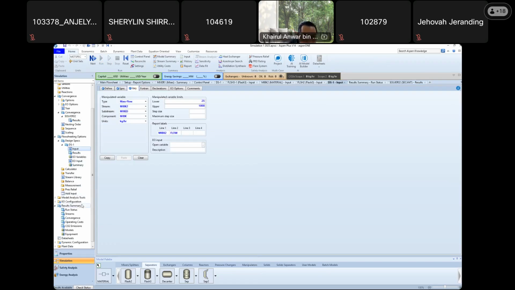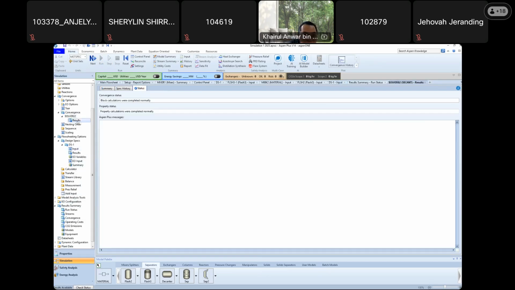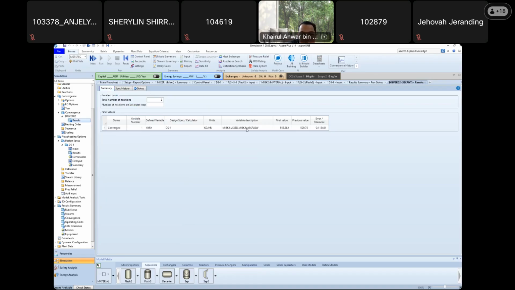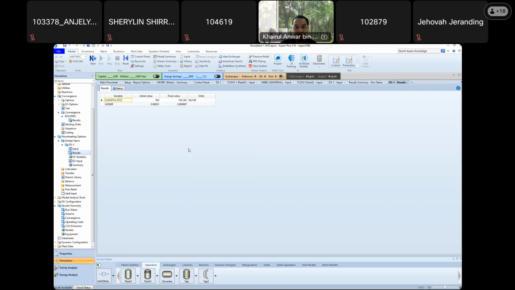Let's see. Check the conversion result. Okay, only 3 iterations. Value is 556 kg per hour. Yeah, 560 kg per hour. Then let's see the result for the design spec.